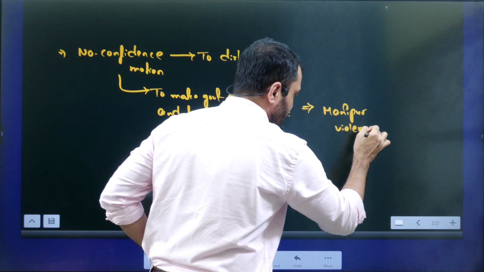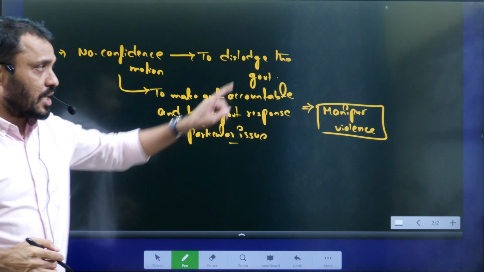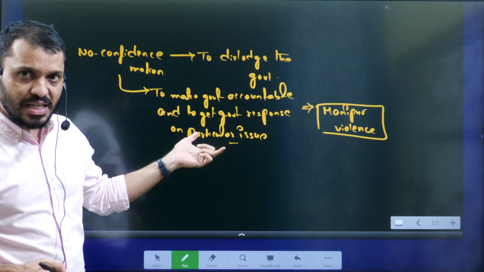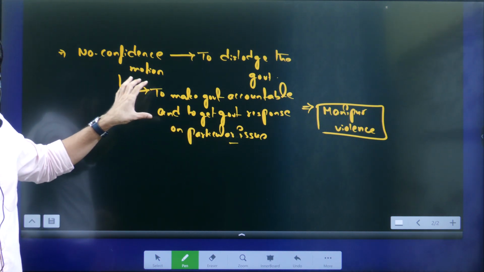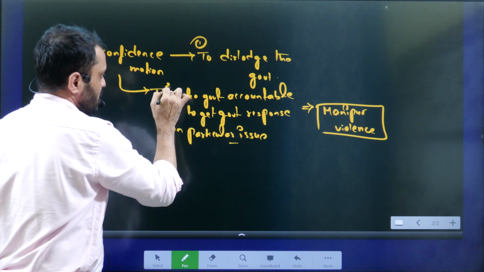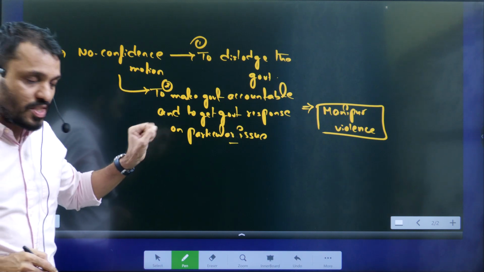Okay, Manipur violence. Regarding the Manipur violence also, we did a video. I'll include that in the cards. You can go through that and read it. This is about the dual purpose of the no confidence motion. This is the first purpose and the second purpose. The present one is related to the second purpose. This is the crux of this video.